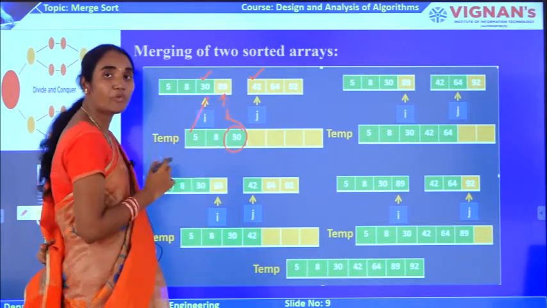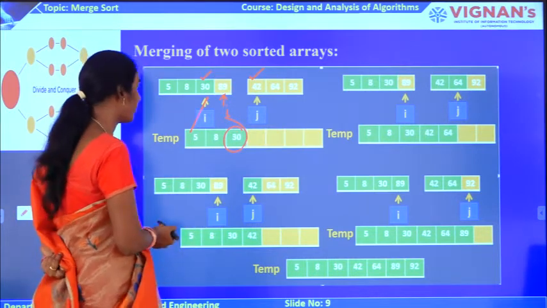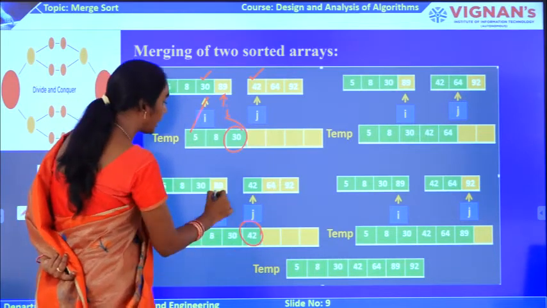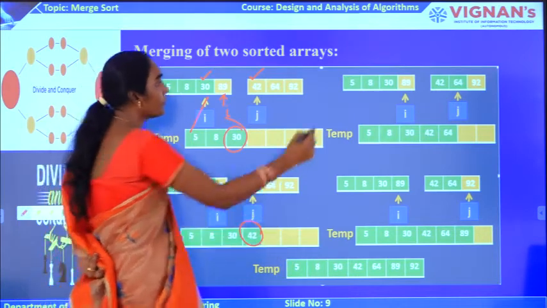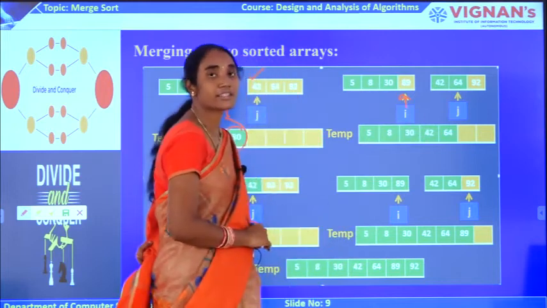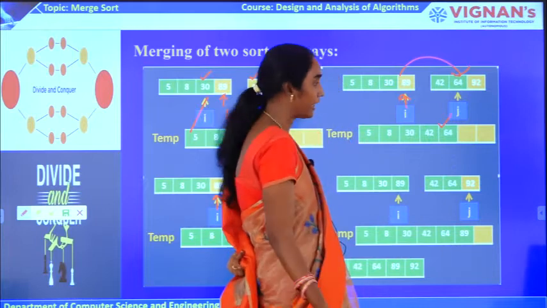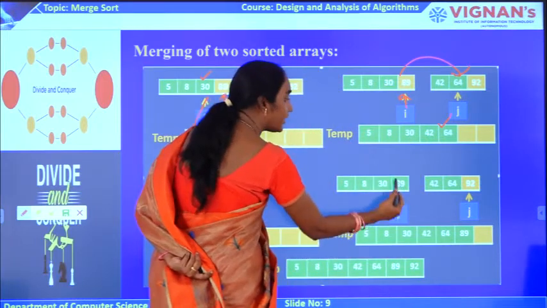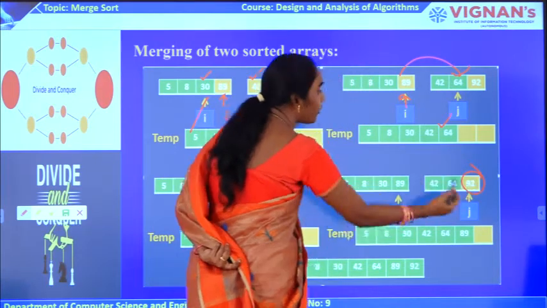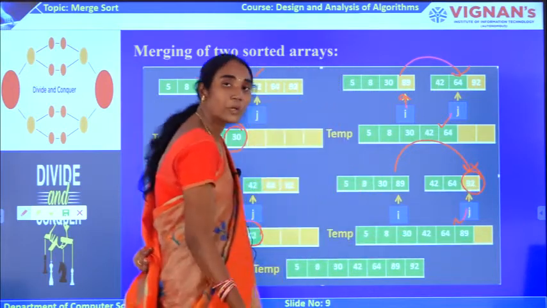Now again 89 and 42 get compared. Now out of 89 and 42, here 42 is the minimum one. So 42 will be copied and i remains at 89. So if you have seen here, i is at 89 and j is at 64. Now 89 and 64 get compared. So out of these two, 64 is the minimum. So 64 I am going to copy and now again i remains at 89 and j is incremented, now it is 92. Now out of 89 and 92, here 89 is the minimum one. So I have copied. Now 92 remains.